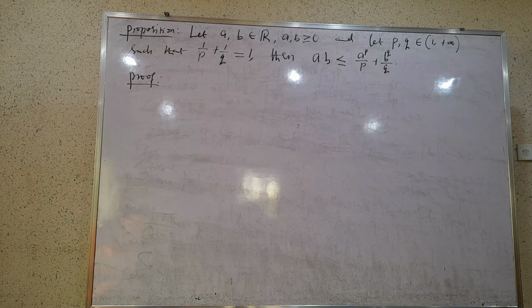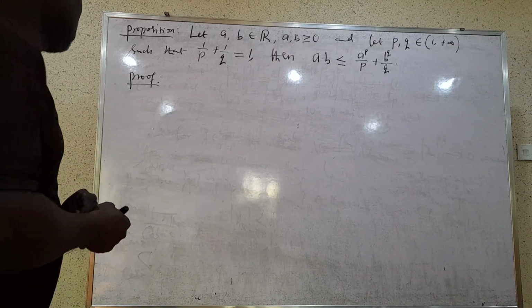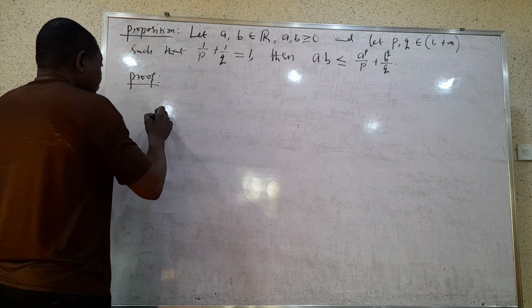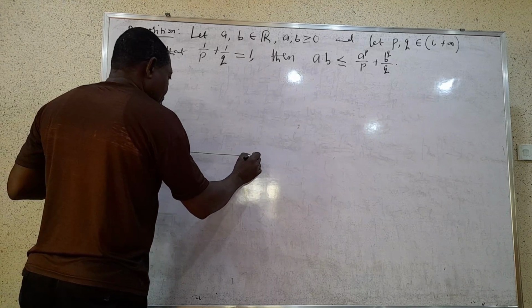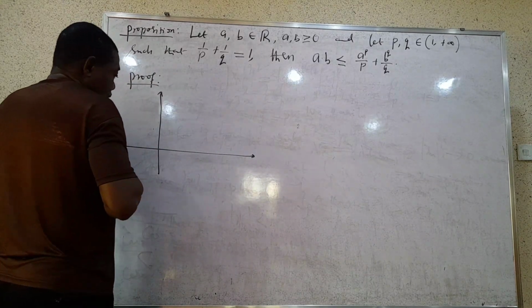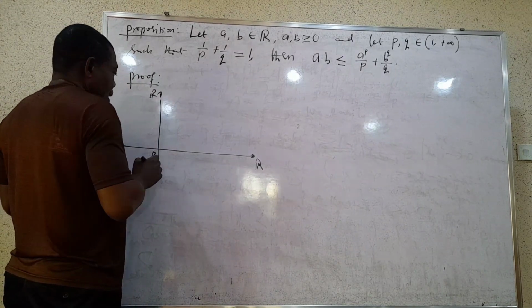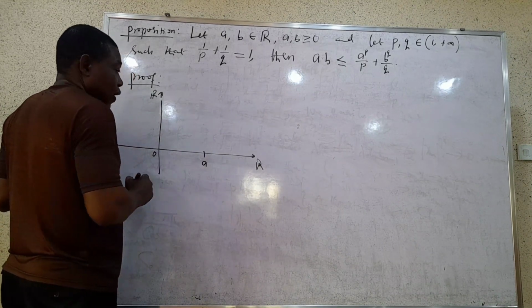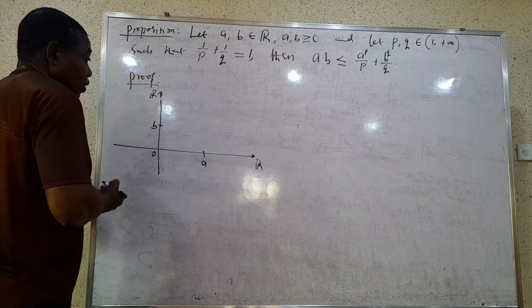But for clarity's sake and for easy comprehension, I will use a kind of geometric approach. In that particular case, we'll look at these two figures. What is the usual XY axis? Here is 0. This is R cross R. Then, assuming that here is the number A, and here is the number B, both are not negative.